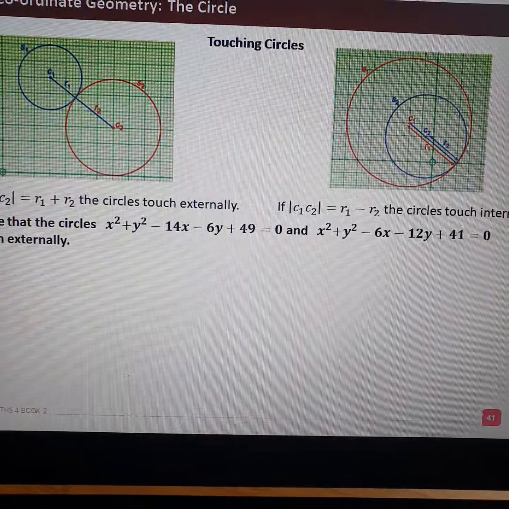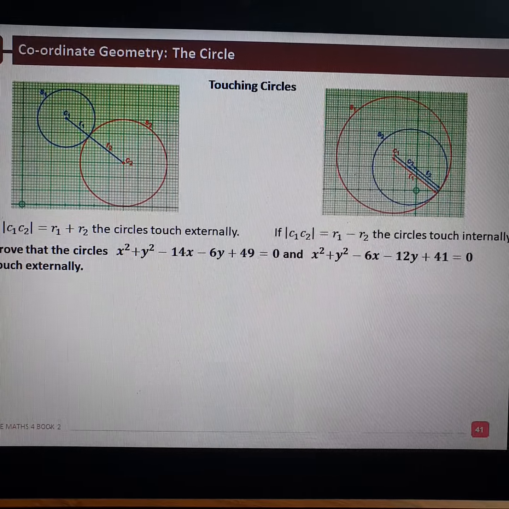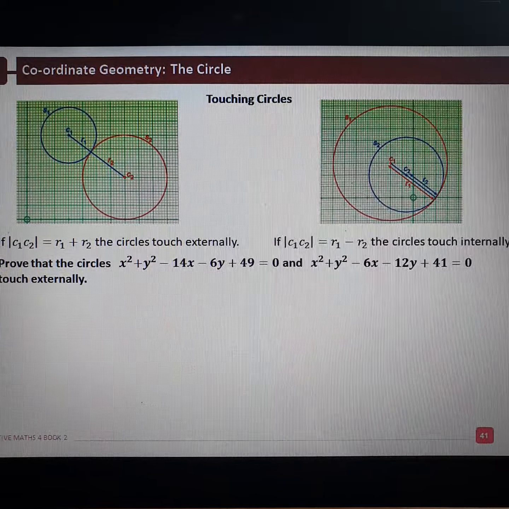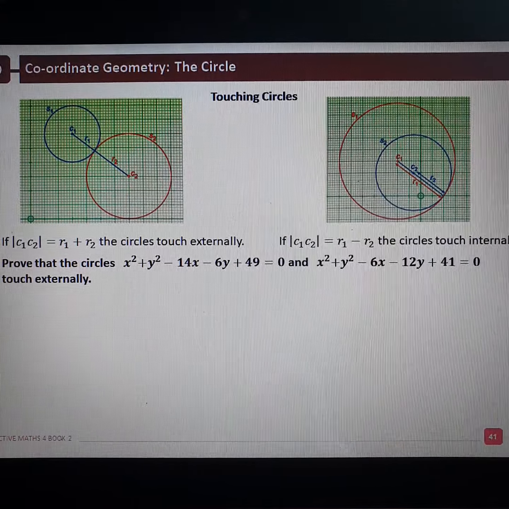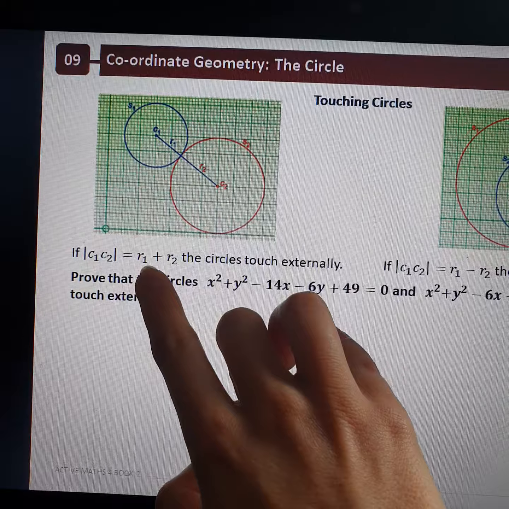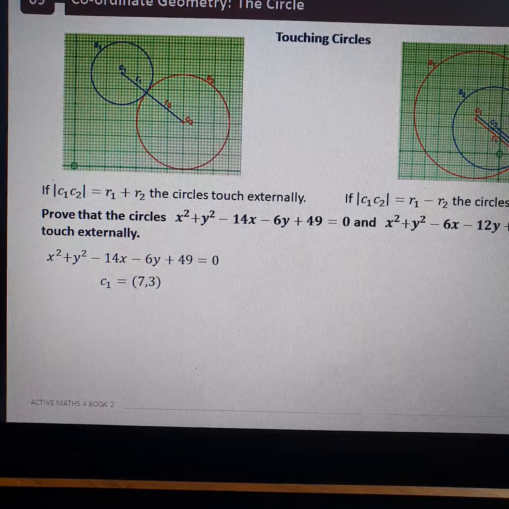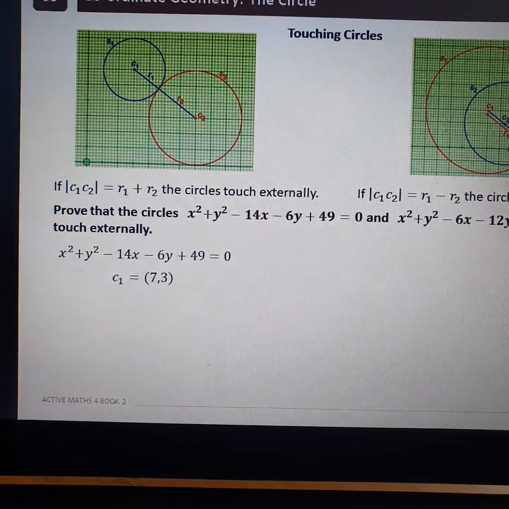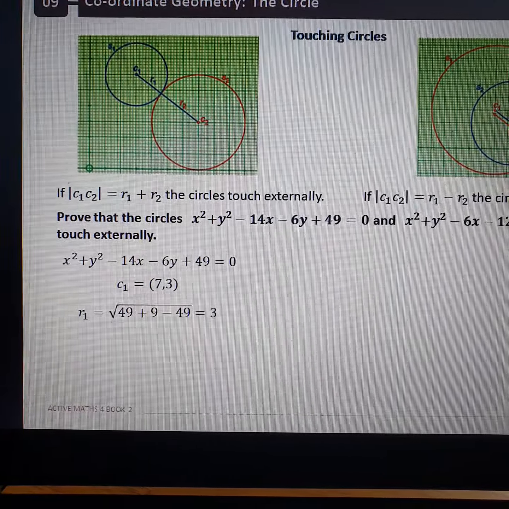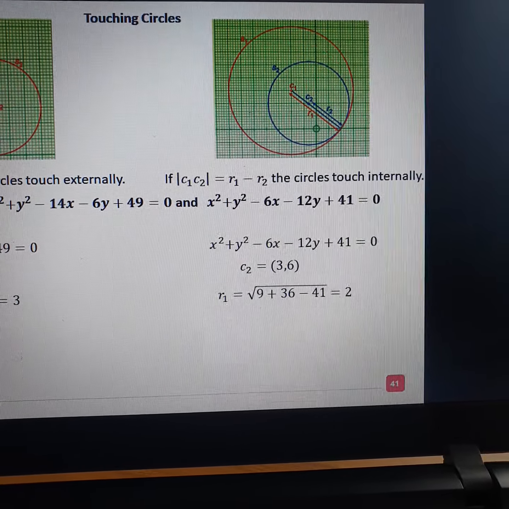So let's look at this question then. It says, prove that the circles x squared plus y squared minus 14x minus 6y plus 49 equals 0, and x squared plus y squared minus 6x minus 12y plus 41 equals 0 touch externally. Okay, so if they touch externally, this is the factors that we need to take into account. So let's work out our two centers. Let's work out the center for this, and you know at this stage how to work out the center. You do all the steps, but they don't do it for this example. Radius. Then we'll take the other circle, work out the center, work out the radius.